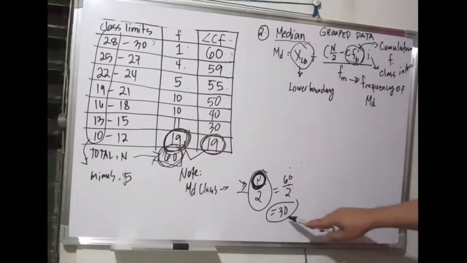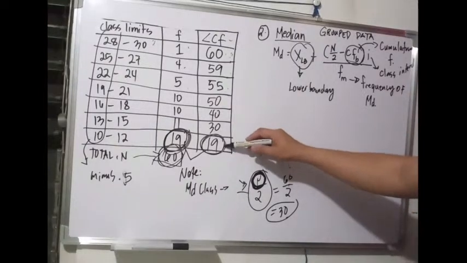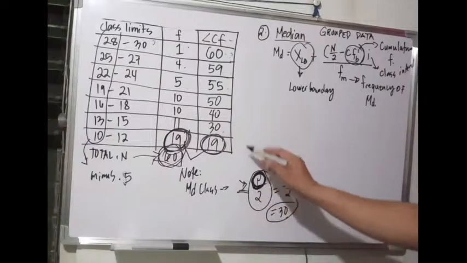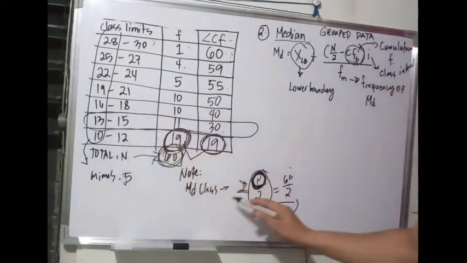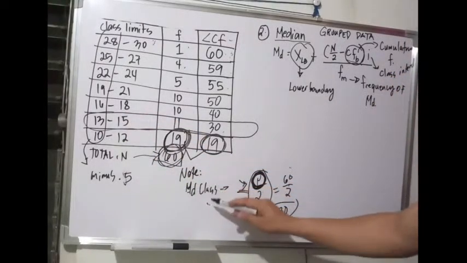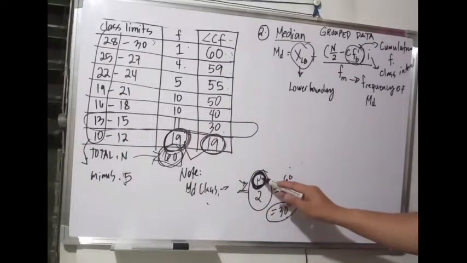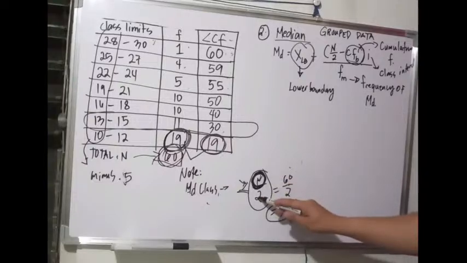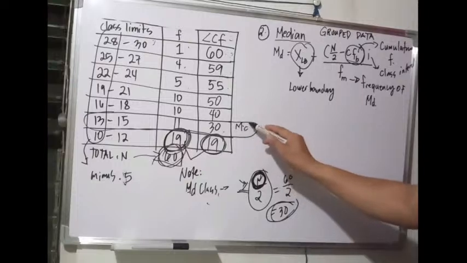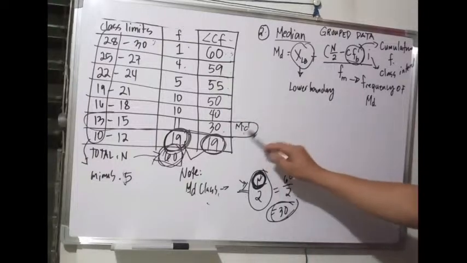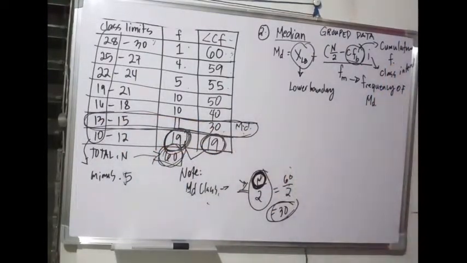Okay. So 30 lies between 19 and 30. So greater than or equal. So ito na yung median class natin. Okay. Kasi median class, it is the class where the cumulative frequency is greater than or equal to n over 2. So that is 30. So equal. So ito na yung median class natin. Dito natin makita ang value ng median. Dito na tayo naka-focus sa median class.